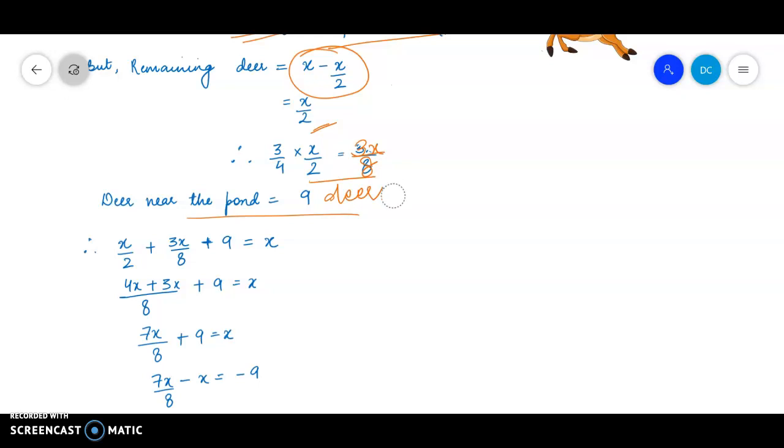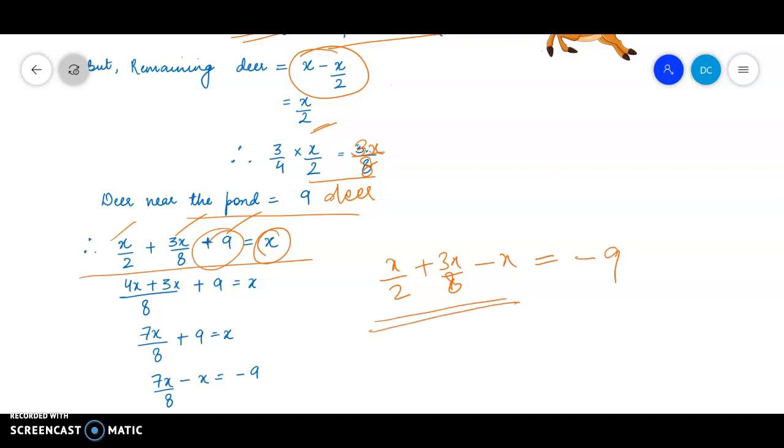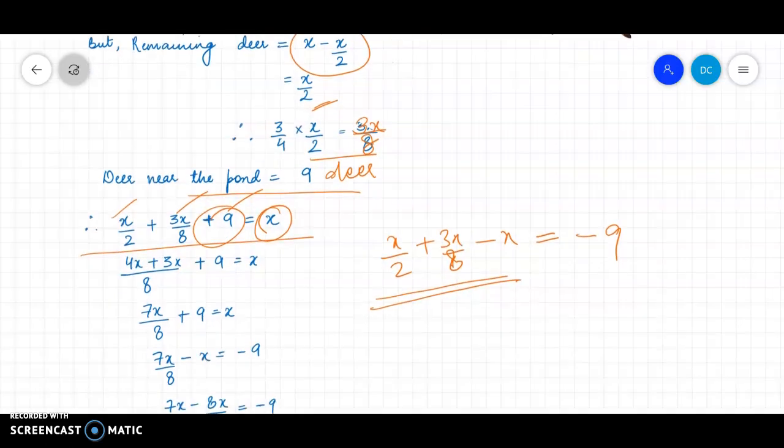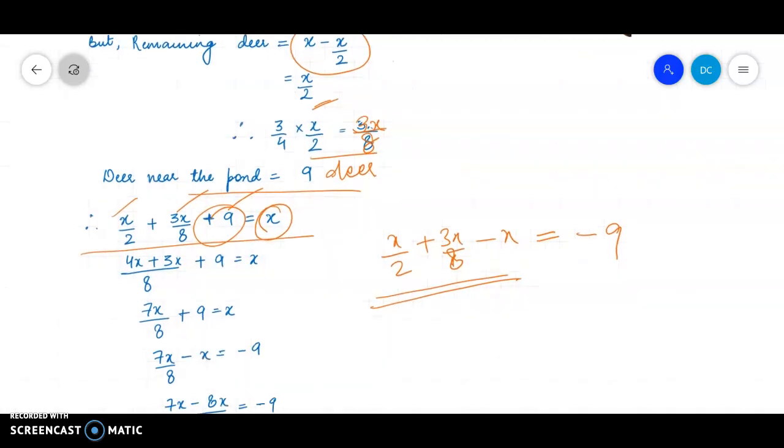Okay, now we'll add this according to what we understood right now. We'll add all this: this one is from the field, this one is from playing, this one is from the water pond, so that will be equal to the total, that is x. Now you know how to solve it. You'll take the LCM. Here you can do it like this also: 3x by 8, and transposing x from here to the left hand side, and transposing this to the right hand side will become minus 9. You can directly take the LCM of these three and solve it. For you, I have done it one by one here, like I have taken these two first. Okay, I have solved it.